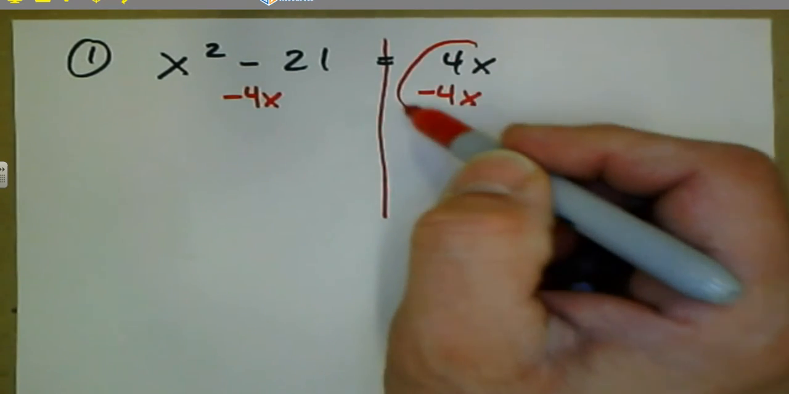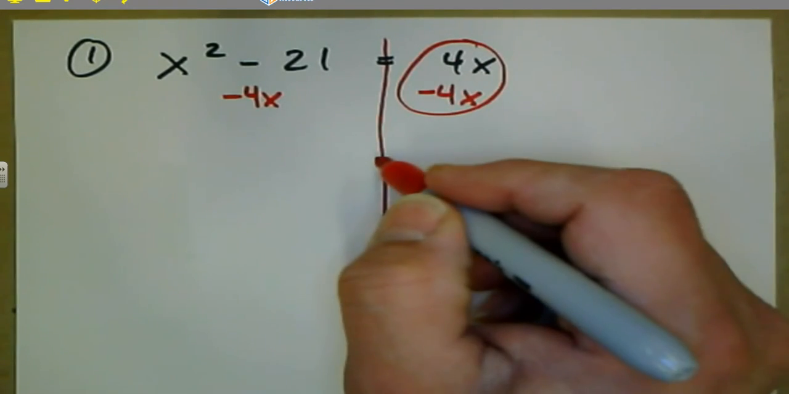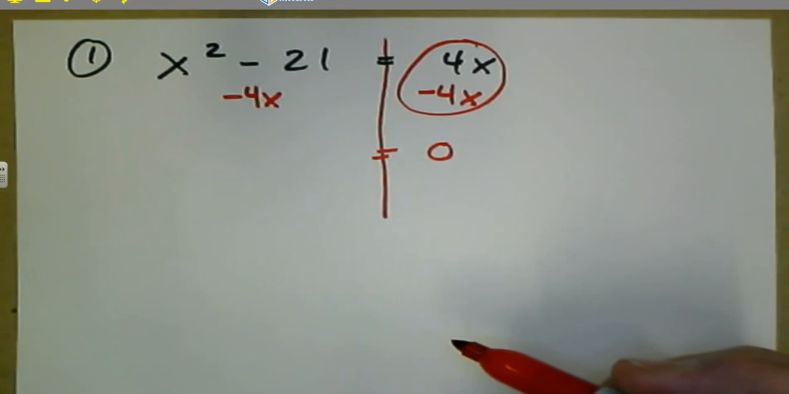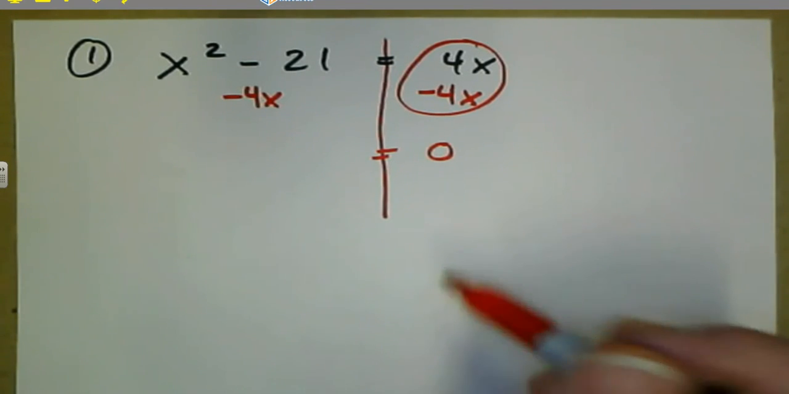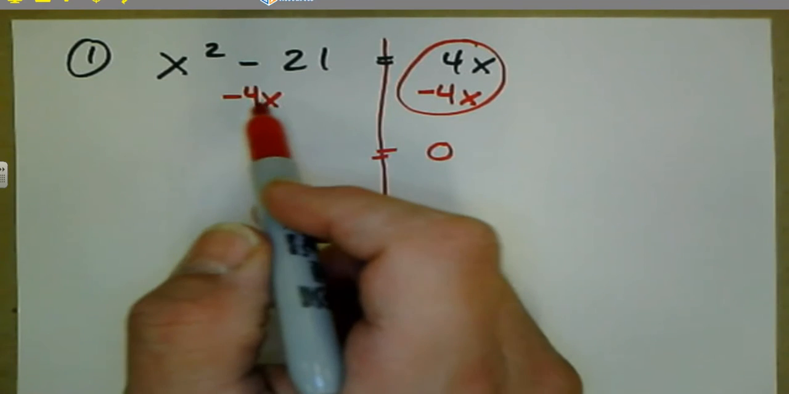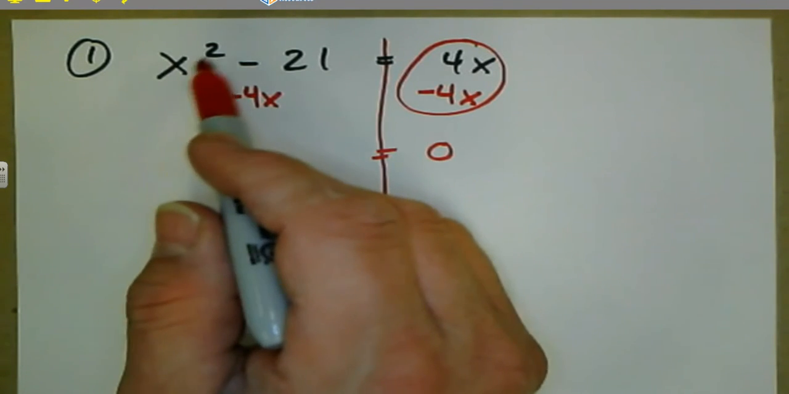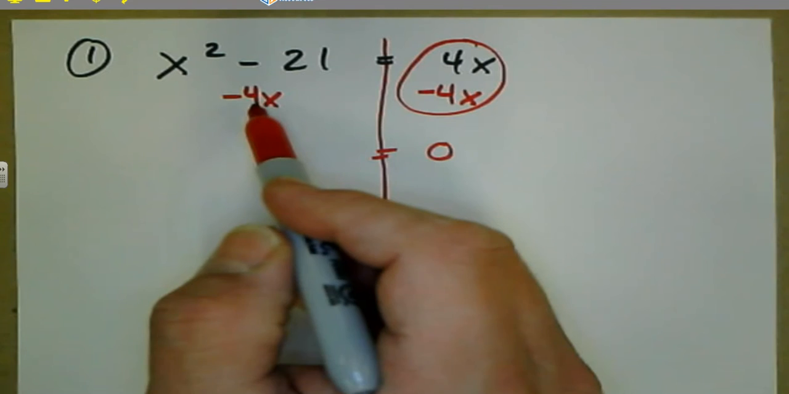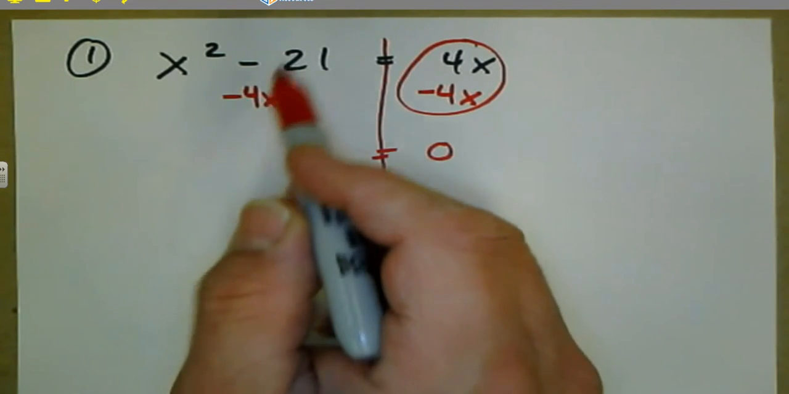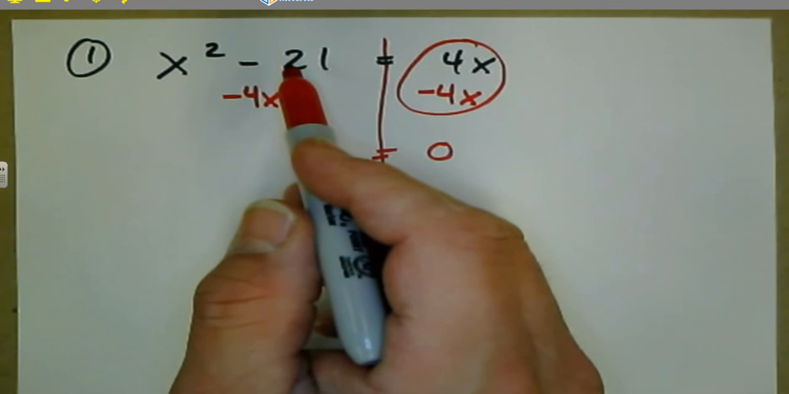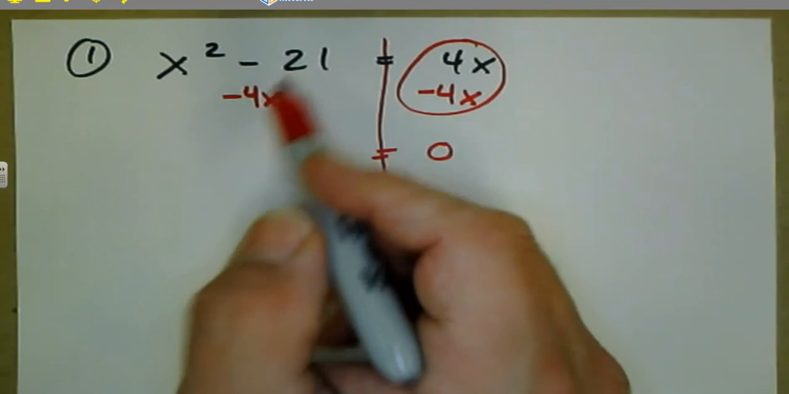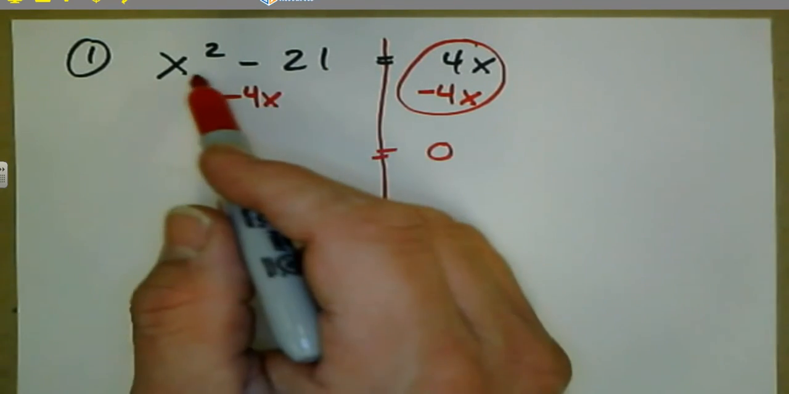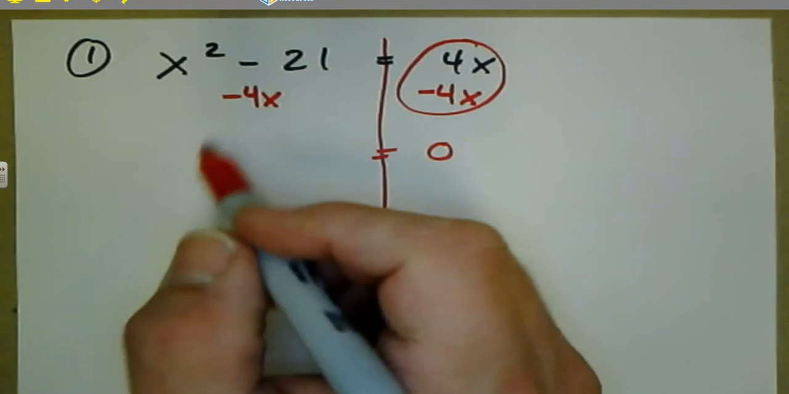So if I take 4x minus 4x, I get 0. You should be writing this down. These are notes. Now, can I add this minus 4x to this x squared? No, not like terms. Can I add this minus 4x to the negative 21? No, I can't. This has an x, that does not have an x. None of these are like terms. I cannot add them together.